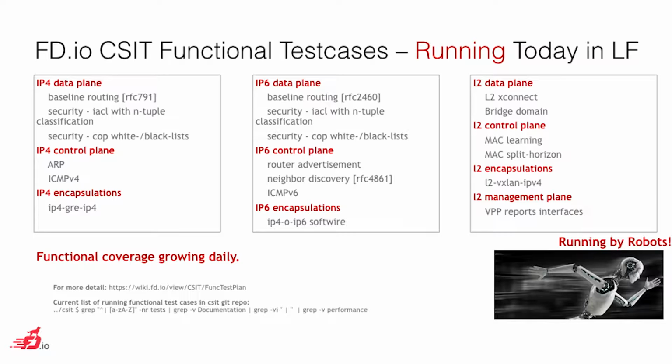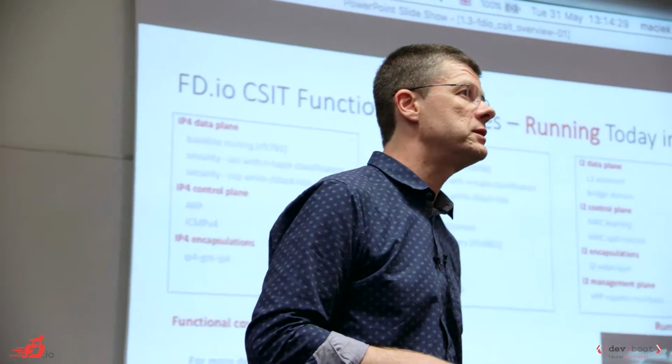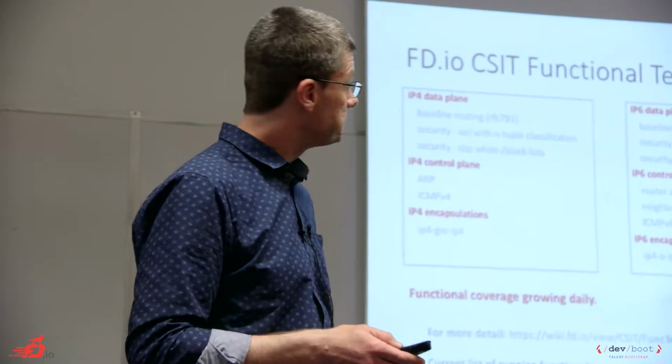So the baseline routing for IPv4 with some security stuff, input access lists, and white lists and black lists are coded in and being tested. Same for IPv6 as of last week. And for the data plane, L2 cross connect, bridge domain, and then there are some other smaller aspects of control plane being covered too. We are currently in the phase of adding more and more encapsulations. So VXLAN over V4 is actually already supported. And for VXLAN over V6, CSIT discovered some API bugs and some other little code glitches, so the VPP dev project team is fixing those.